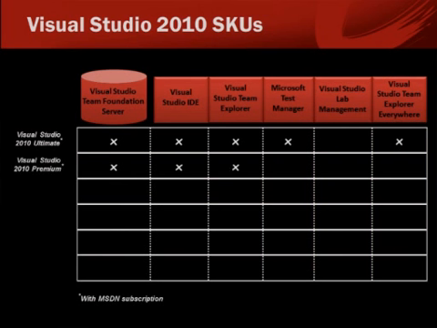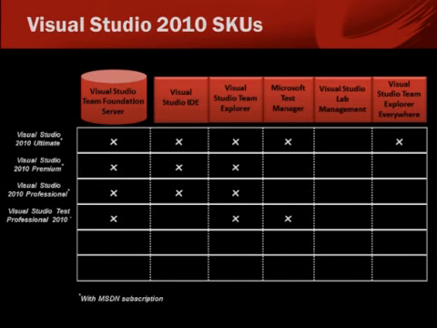The SKU called VS 2010 Premium includes TFS, the IDE, and Team Explorer. The SKU called VS 2010 Professional also includes TFS, the IDE, and Team Explorer, but it's not the same as Premium. I will describe the differences between it and, in fact, Ultimate in just a minute. VS Test Professional 2010 includes TFS, Team Explorer, and critically, Microsoft Test Manager. This is the SKU to buy if what you really want is MTM.